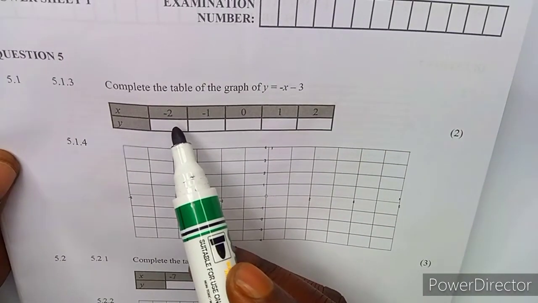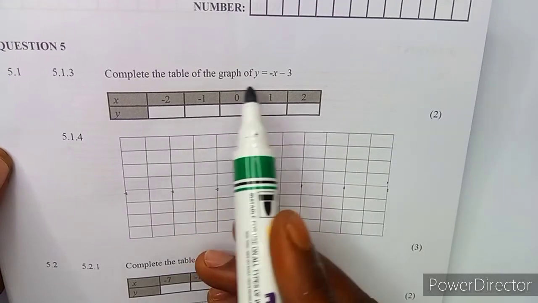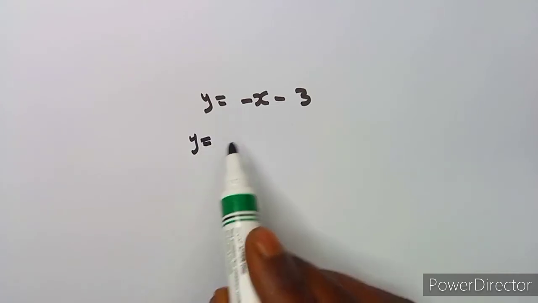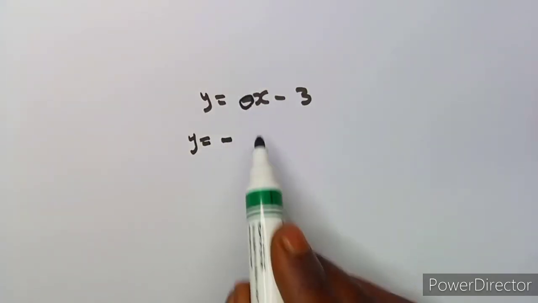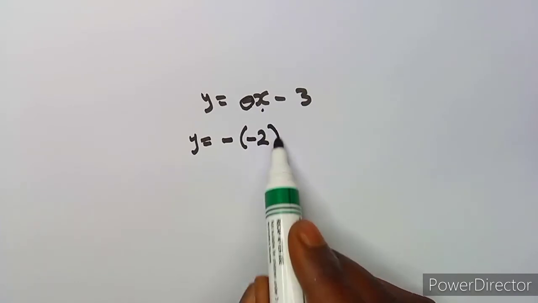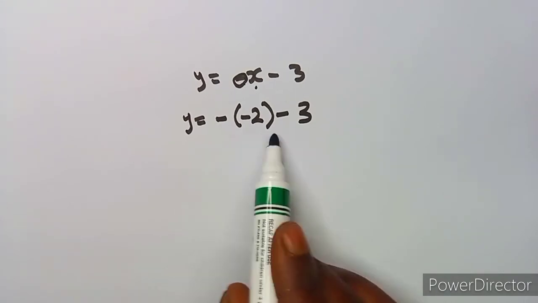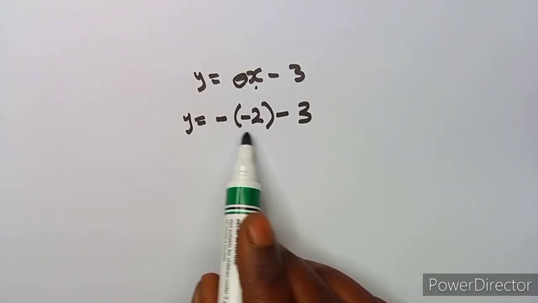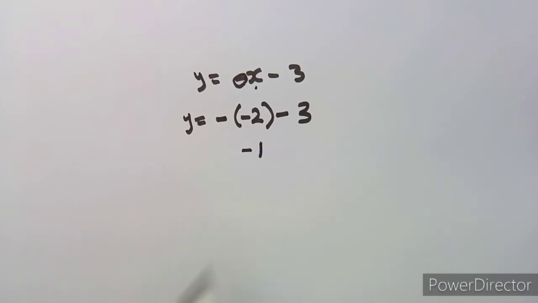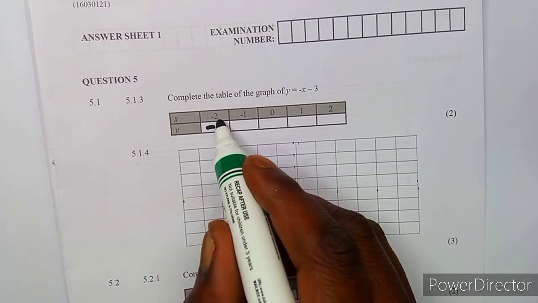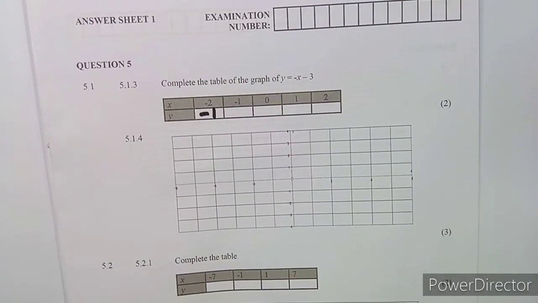So you're going to substitute. The first value here is minus 2. So this is the value that you're going to substitute in place of x. In your calculator it is supposed to be like this: y is equal to minus, and x, which is minus 2, then minus 3. This is what you are supposed to have on your calculator. So you are going to obtain negative 1 if you do that. So this is going to give us negative 1.